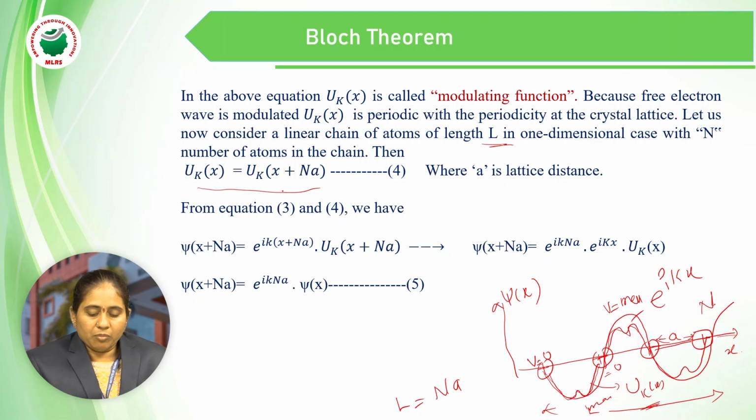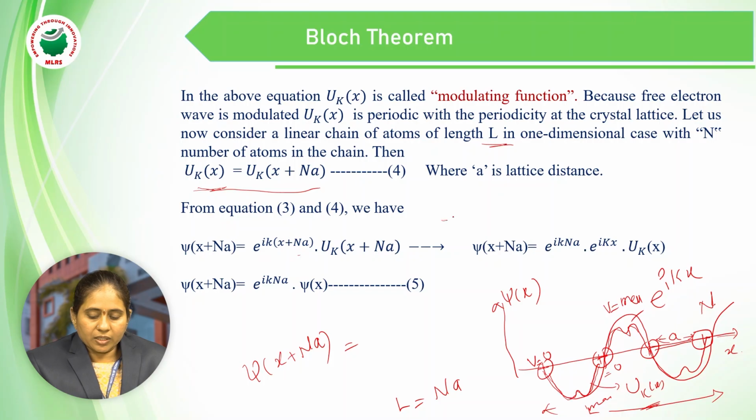If there are n number of atoms, the periodic potential is constant, that is U_k(x) equals U_k(x + na). Suppose instead of psi of x, in place of x we take x plus na. Wherever you have the x, write down x plus na.